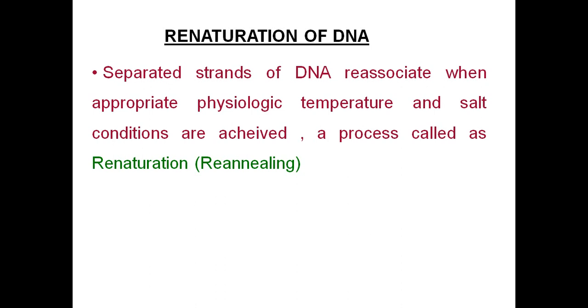So separation of strands of DNA, separated strands of DNA reassociate when appropriate physiologic temperature and salt conditions are achieved, a process called renaturation, also called the re-annealing process. So re-annealing means renaturation, means the separated strands of DNA reassociate into double strand DNA provided the temperature and salt conditions are maintained at the normal range where double strand DNA helix exists.